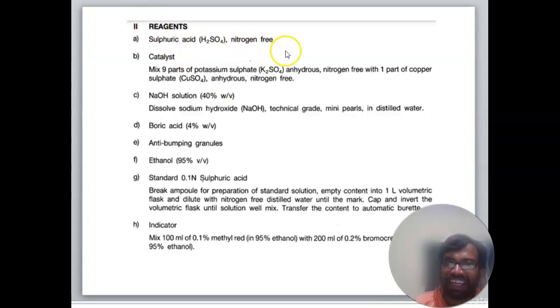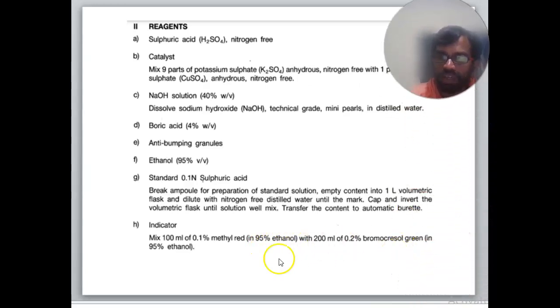Then you can see what the reagents are. Sulfuric acid is used as one of the reagents, and the catalyst is 9 parts of potassium sulfate, anhydrous and nitrogen free, with 1 part of copper sulfate, CuSO4. Then sodium hydroxide 40%, dissolving sodium hydroxide in technical grade distilled water. Then boric acid 4%, and anti-bumping granules you need to use, and 95% ethanol. For the titration you use standard sulfuric acid, and the indicators are methyl red and bromocresol green.